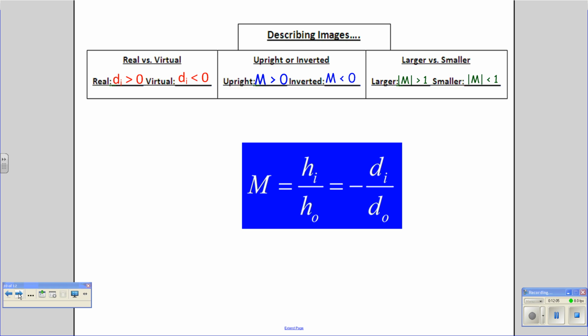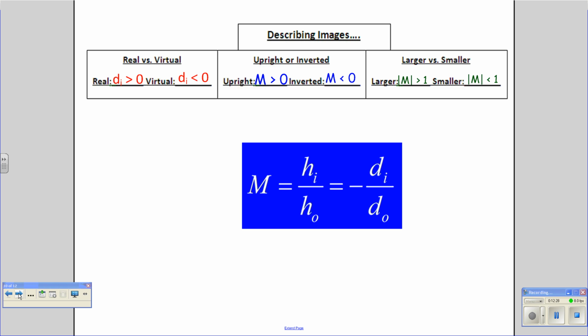Okay? Upright versus inverted. Is it going to be upright or is it going to be upside down? That's what inverted means, upside down. If your magnification is greater than 0, so if M is positive, then it's going to be upright. If M is negative, then it's going to be inverted. Okay? And this always works.